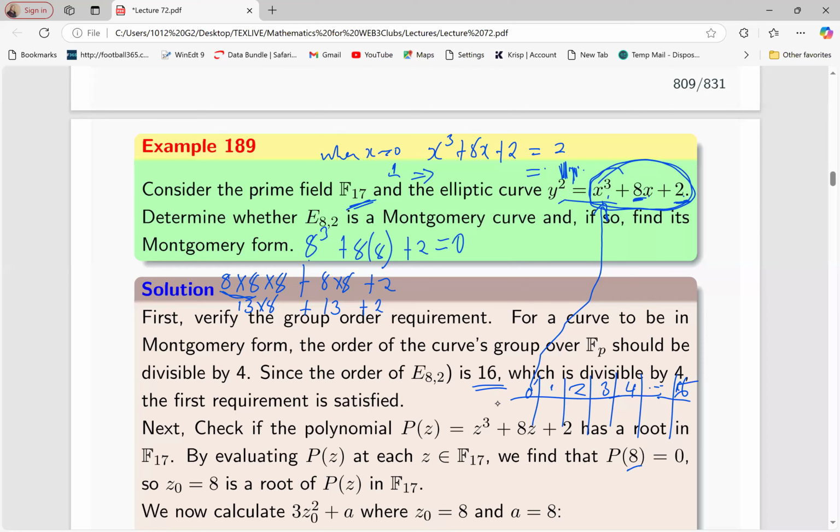So what about 13 times 8? 13 times 8 is 104. Divided by 17, it goes there 6 times, and the remainder is 2. So this then reduces to 2. Then there's a 13, then there's a 2. So 13 plus 4, that gives me 17. I'm doing this mod 17, so that is 0.